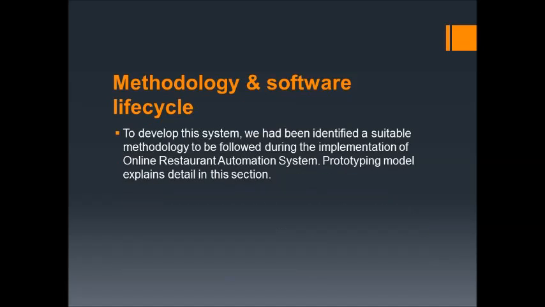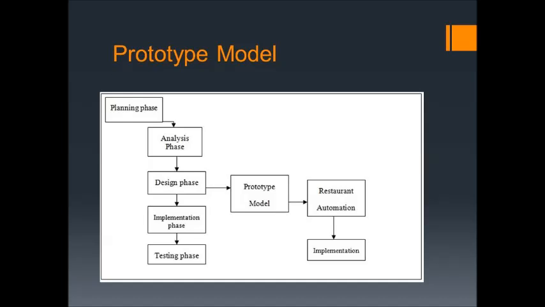Methodology and software life cycle: to develop this system, we have identified a suitable methodology to be followed during the implementation of the online restaurant automation system. The prototyping model is explained in detail in this section. Here is the prototype model of the project planning phase. The project planning starts in this phase.